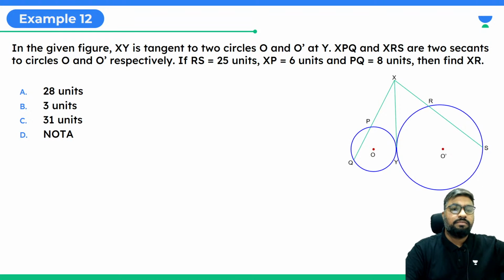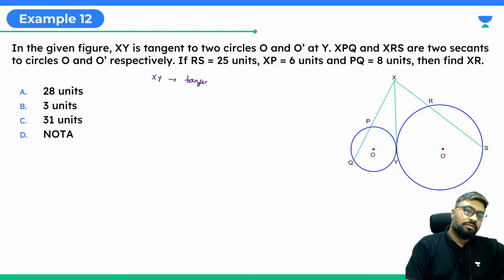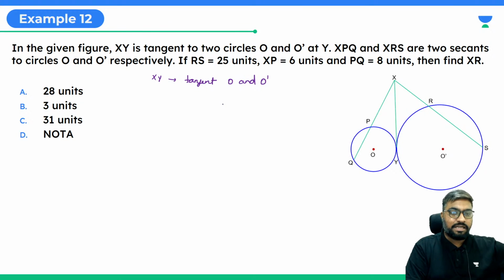So here's the diagram. There are two circles, O and O dash. Centers are O and O dash. XPQ and XRS are two secants. Since both the circles intersect at Y, they meet at Y. So XY will be tangential. Okay, so XY is a tangent to both O and O dash. दोनों सर्कल के लिए tangent है, common tangent. Okay.